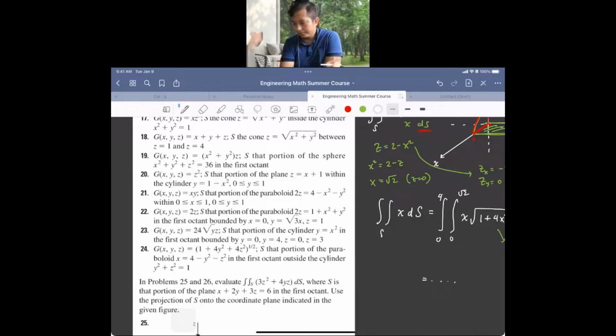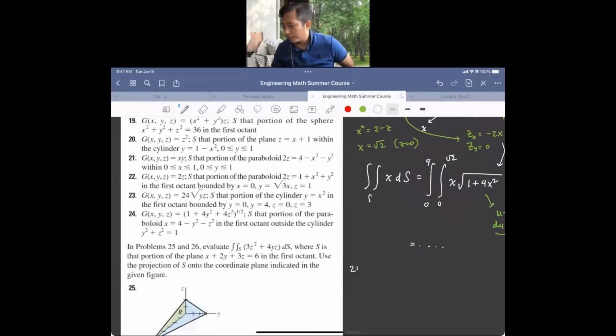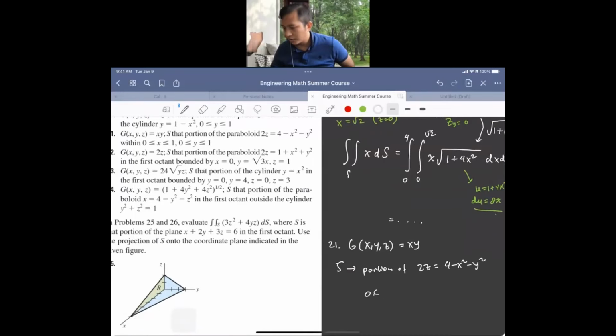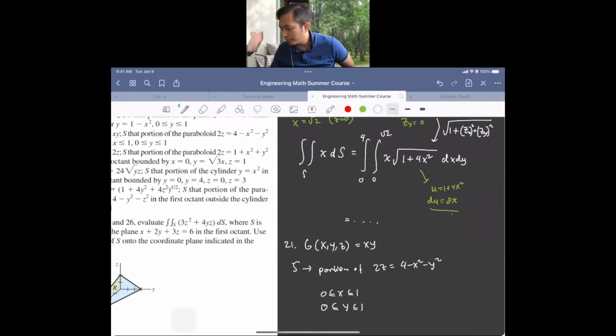I think number 21. Okay, number 21. You have G of x, y, z equals xy, and then S is the portion of 2z equals 4 minus x squared minus y squared, and then we have some boundary for x and y. It's going to help us to define, and z is, we can also say z will be 2 minus half x squared minus half y squared.